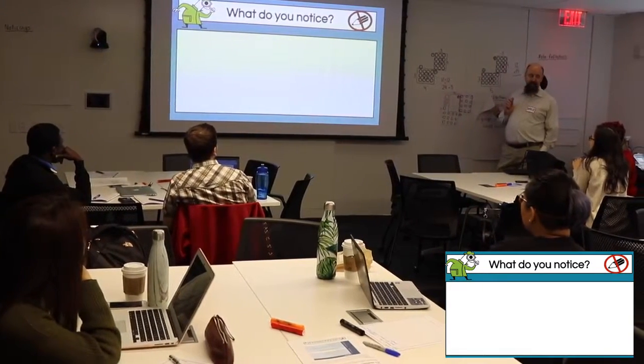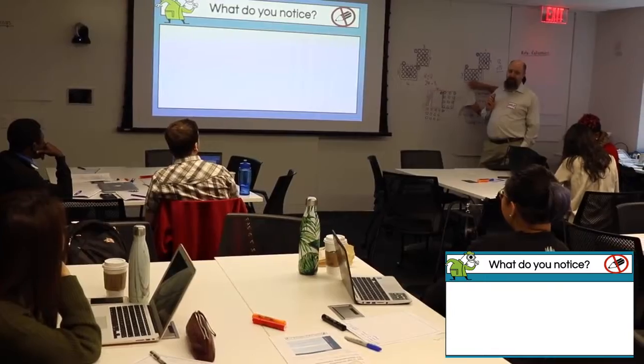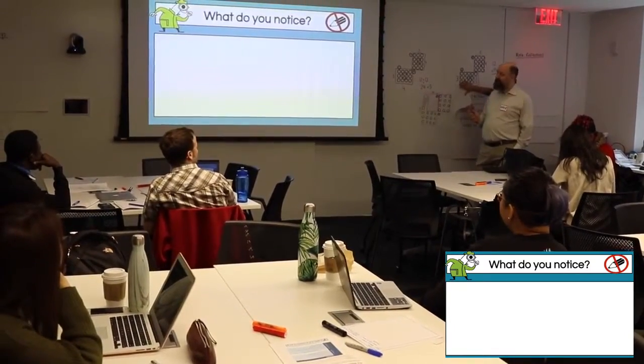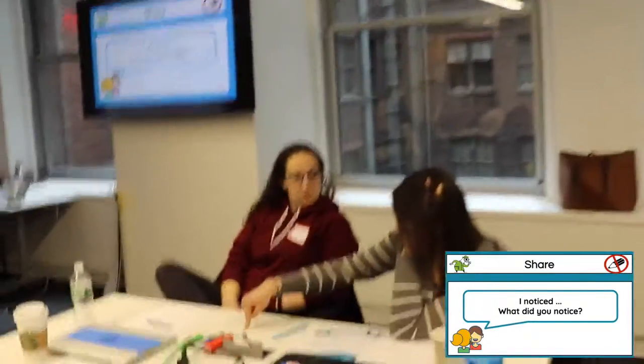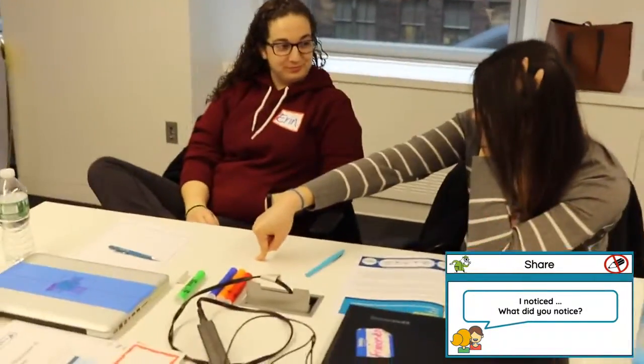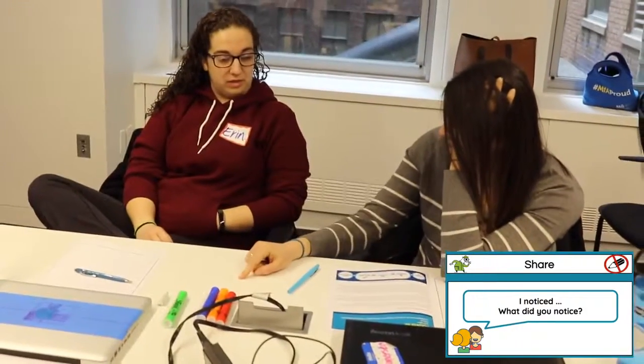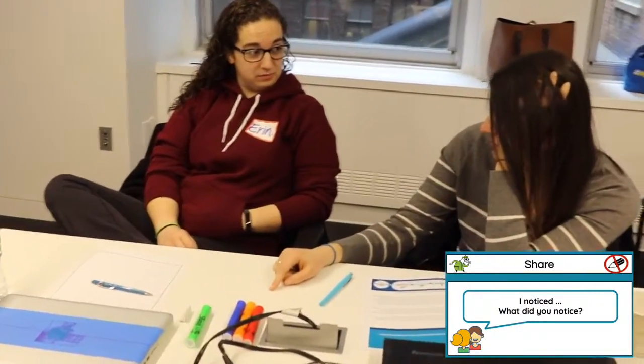Think about what you saw. All right, turn to your partner and share something you noticed. So it's definitely a rectangle.